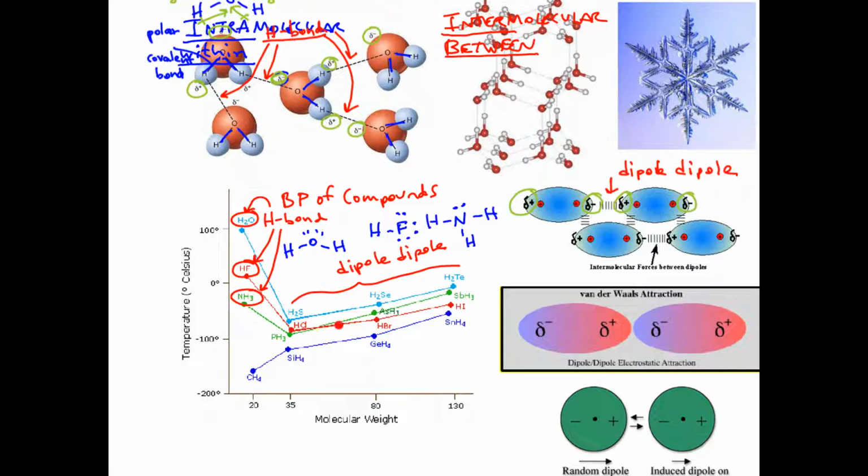So all these ones in green are going to be polar and dipole-dipole. HF, all the ones in red are going to also be polar and dipole-dipole, but these three are H bond. Okay, lastly, we're going to move on to what about nonpolars.